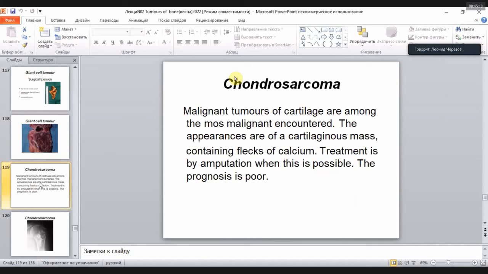Chondrosarcoma. Malignant tumors of cartilage are among the most malignant encountered. The appearance is of a cartilaginous mass containing plaques of calcium. Treatment is by amputation when this is possible. The prognosis is poor.